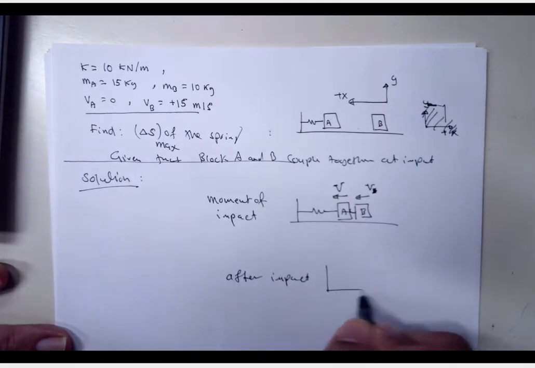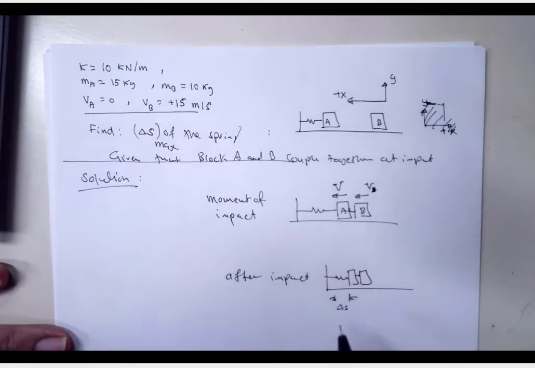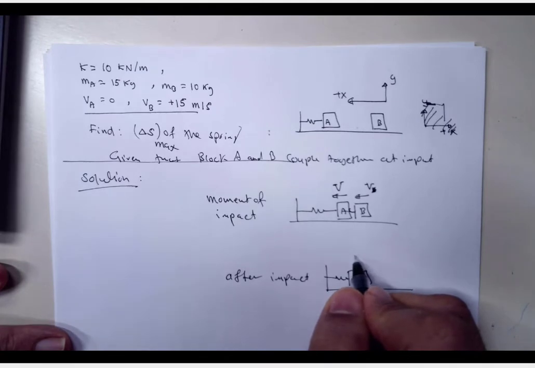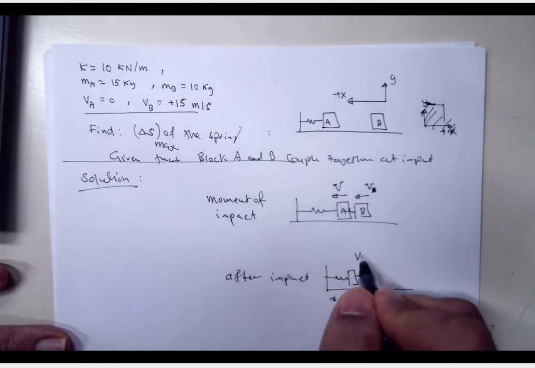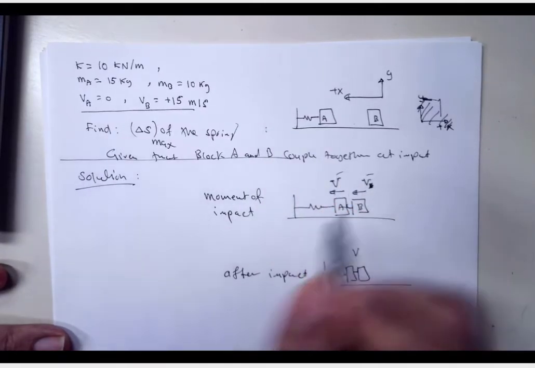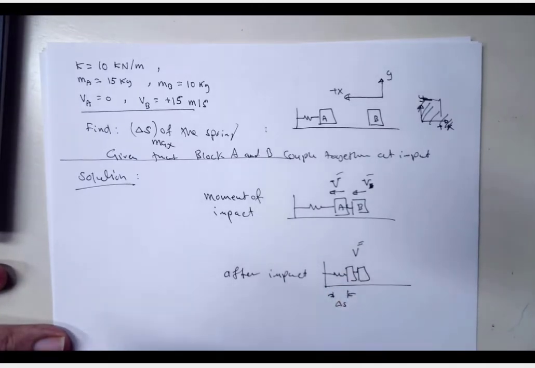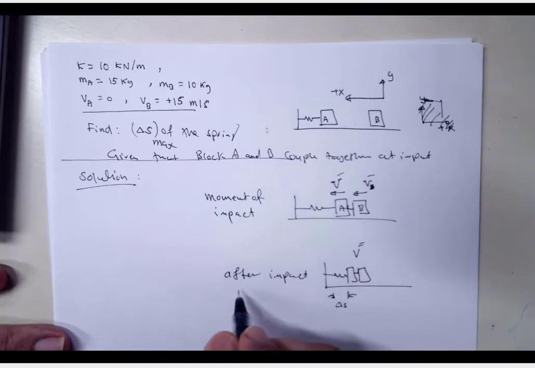After the impact, they will compress the spring by an amount of delta S. And at this moment, the velocity becomes 0, right? So for clarity, I'm going to call this V prime, and this V double prime. Not derivative, it's just an indication of what's happening after. And this is after the impact, complete compression.